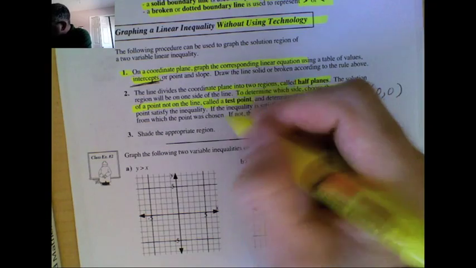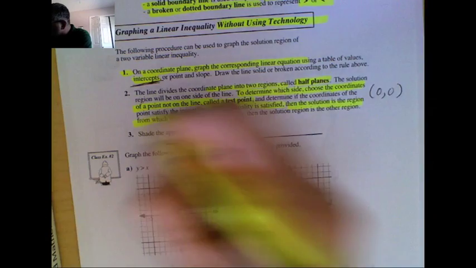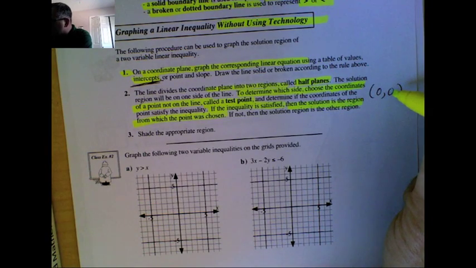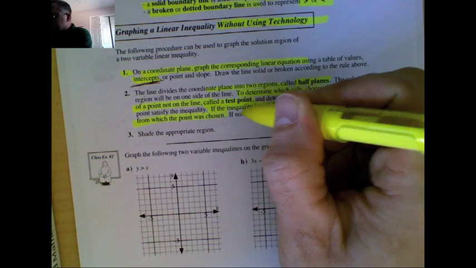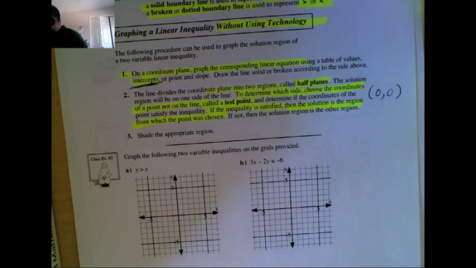If you plug in the test point, and if the inequality is satisfied, then the region which is shaded is the region including the test point. If it's not satisfied, then you shade the opposite region. And some of you are going, huh? What? What do we do? Don't worry. It's not as hard as it looks. It's not as confusing as it sounds. It's actually not too difficult.